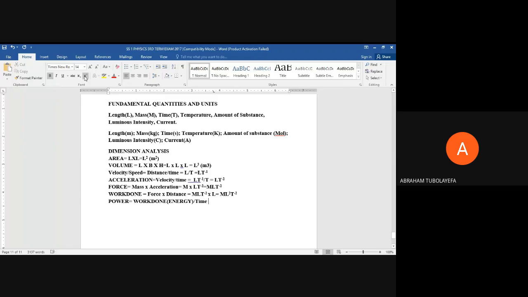It's not that the general formula is mgh. It depends on the type of work done or type of energy. If it's kinetic energy, you use kinetic energy. If it's electrical energy, you use electrical energy. But the general formula for power is work done over time.